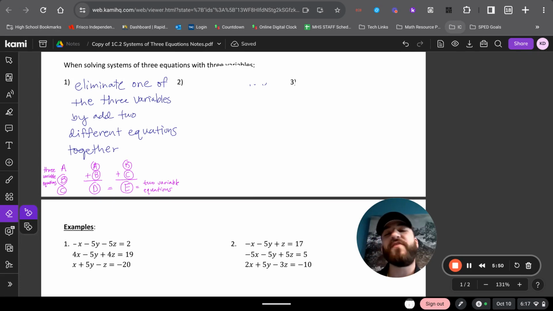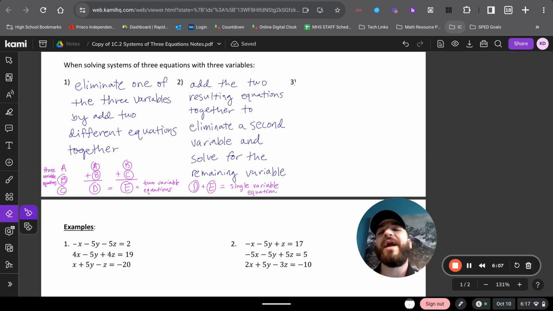It doesn't necessarily have to be first and second and second and third. It could be first and second and first and third, or first and third and second and third. It's just what's going to work to get those variables to cancel out. Once I have those two variable equations, I'm going to treat them as another set, and I'm going to add those two equations together to eliminate a second variable and be able to solve for that single remaining variable.